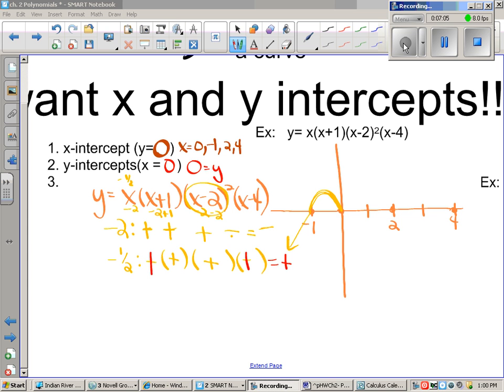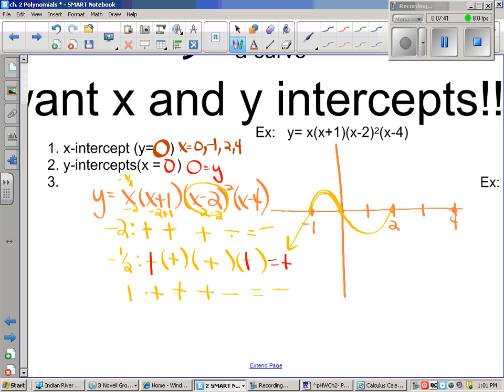We have between 0 and 2. We want to pick a number that's between 0 and 2, and of course, I think the easiest one would be 1. Plug 1 in for x. That's a positive number. 1 plus 1 is positive. 1 minus 2 is negative, but then we square it, it becomes positive. 1 minus 4 is negative. Overall, when you multiply this out, do you see how there's an odd amount of negatives? That makes this negative, which means that was a negative value. We don't even care what that number is. We just know it's negative. So that means between 0 and 2, we're going to connect it below.